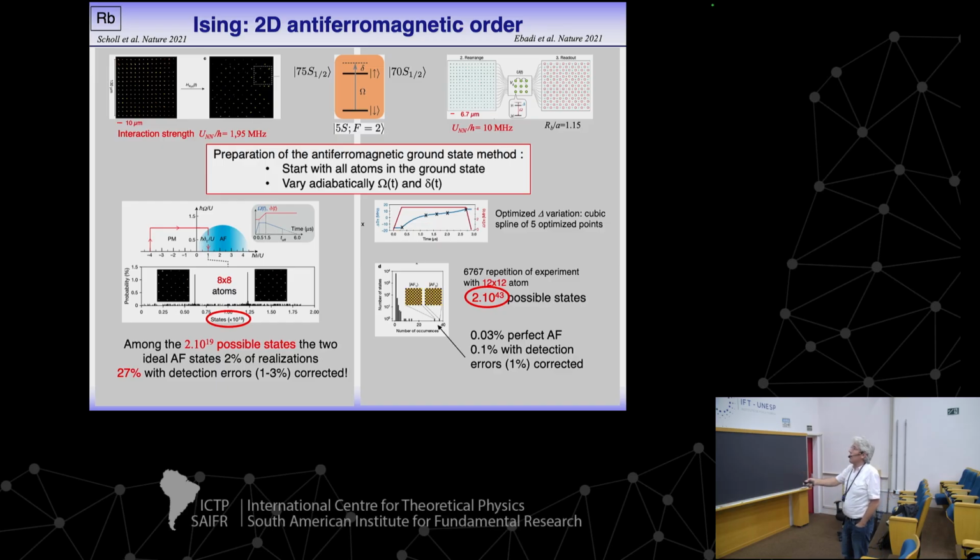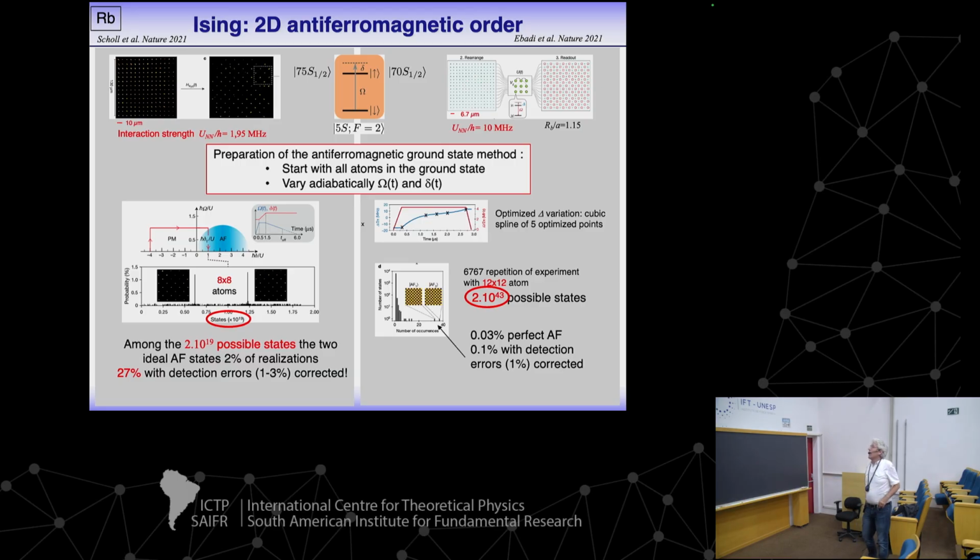And in a similar analysis, you have in the raw data 0.03% of perfect antiferromagnetic. And if you correct for about 1% detection error, you have 0.1% of ideal state. So here, when you go from this experiment to that one, you see that it's efficient. And of course, this number is larger, but this is much smaller. So in the end, performance of both experiments are comparable. And if you reduce the number of atoms in the Lukin experiment, you would have similar numbers there.